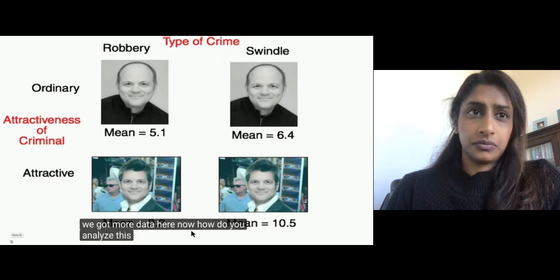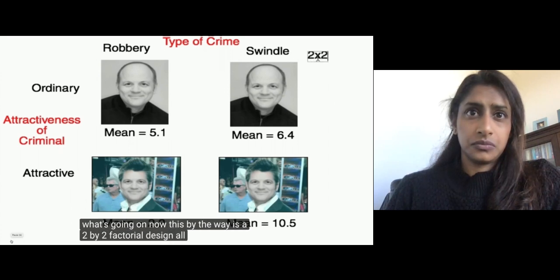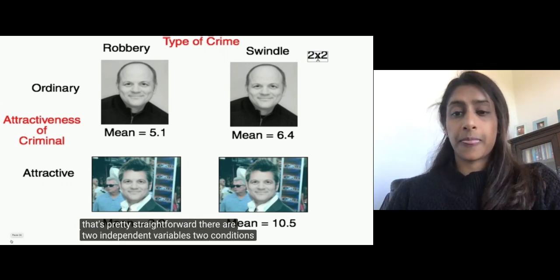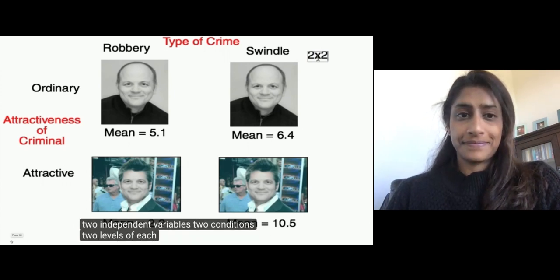Now, how do you analyze this? I mean, because I've described it as we've gone along, but if you were to just look at this, you might not say, oh, it's obvious what's going on here. And as we get more subjects and more conditions, it does become less obvious what's going on. Now, this, by the way, is a 2 by 2 factorial design, right? And that's pretty straightforward. There are 2 independent variables, 2 conditions, 2 levels of each.